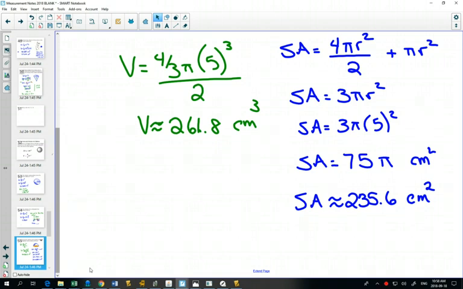So the 75 pi later on in mathematics is seen as a better answer, but the problem with an exact answer is it's sometimes hard to visualize. Whereas this 235 centimeters squared, I can imagine 235 of those little squares covering the whole thing.